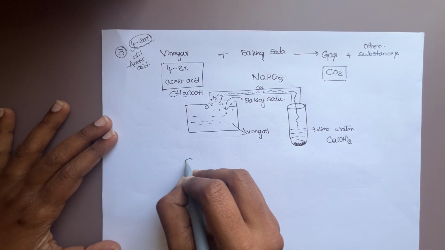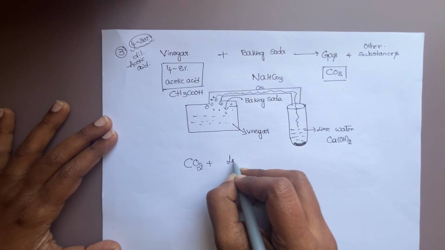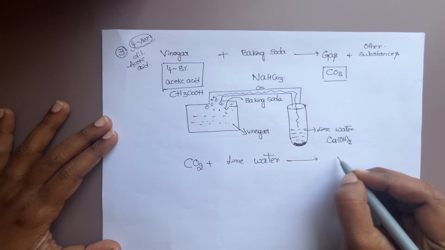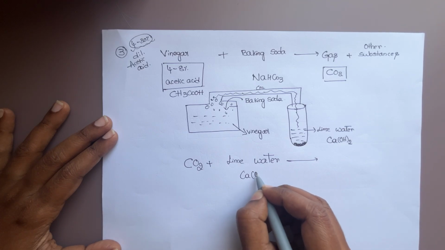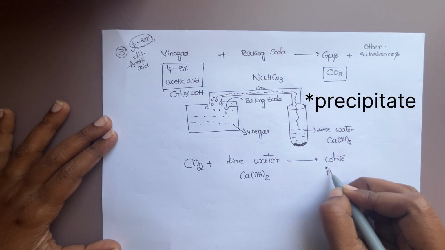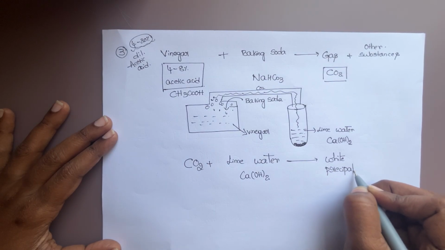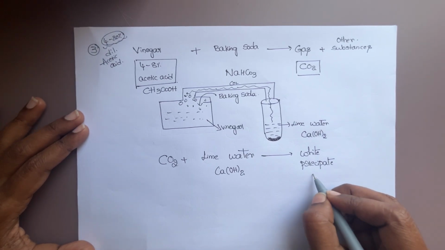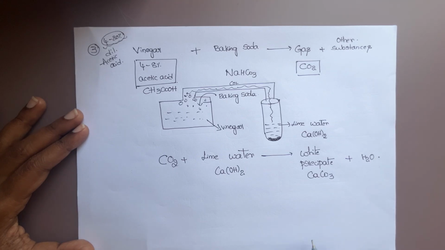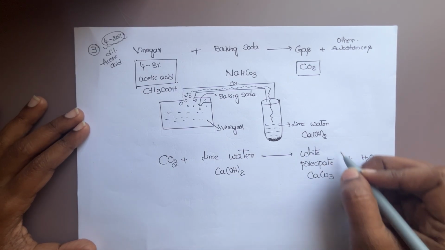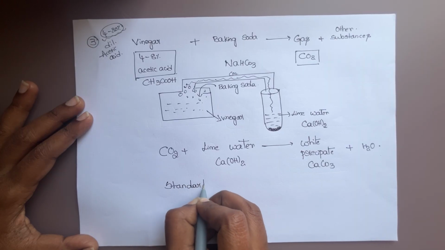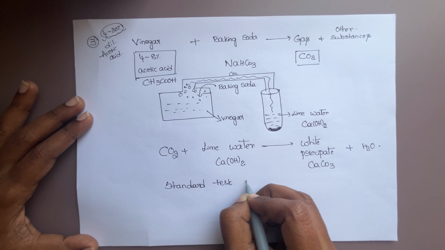In this also, what happened? Carbon dioxide enters into lime water. What is lime water? Ca(OH)2. A white precipitate is formed. This white precipitate is nothing but CaCO3, and it releases water molecules. Whenever a white precipitate is formed, this is a standard test for carbon dioxide.